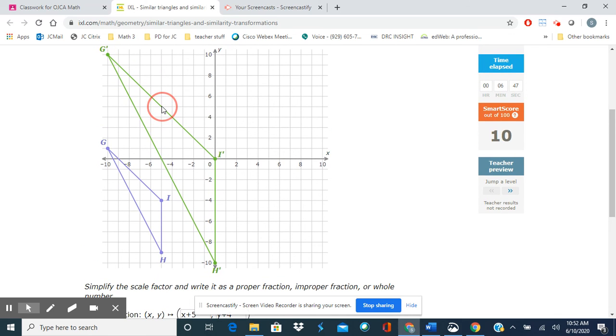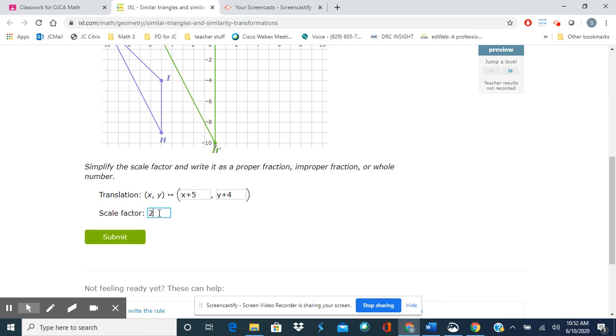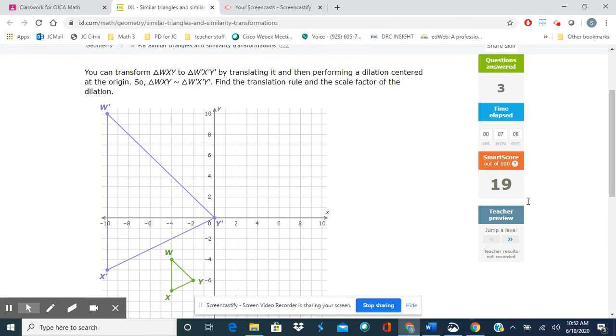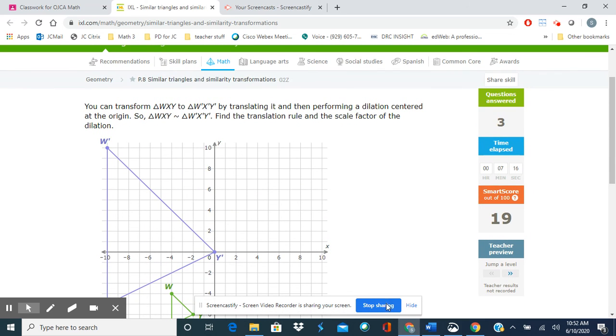Okay, so when my new g is there, if I take the x from my first g and the x from my second g and create a ratio, I will have -10 over -5, which will give me a scale factor of 2. I'm going to hit submit. Wonderful, I got it right. See how my smart score is going up? It's telling me the amount of questions I've done, so forth and so on, okay? Have a wonderful day, guys.